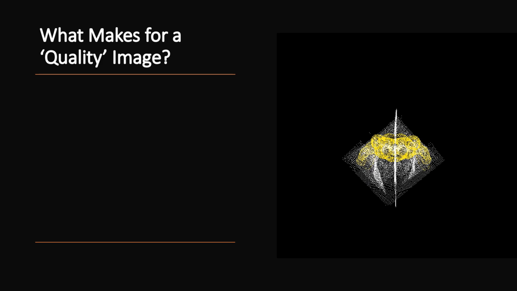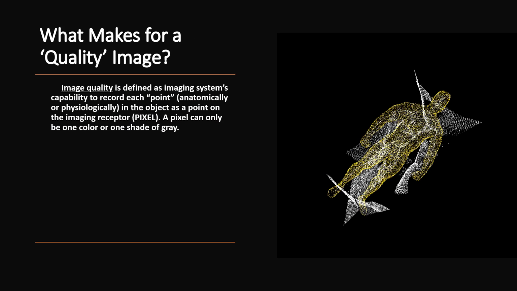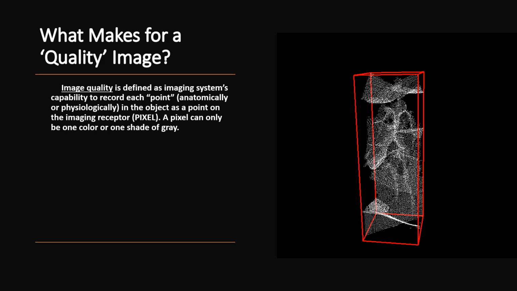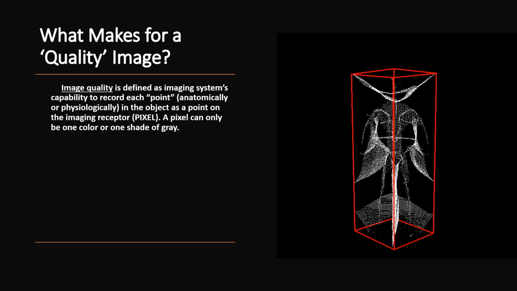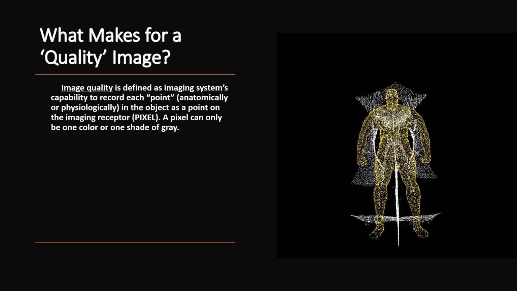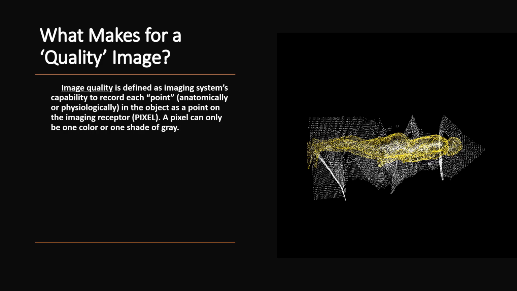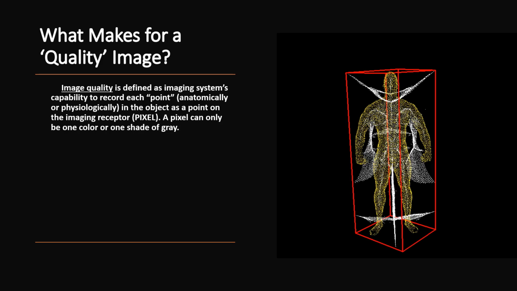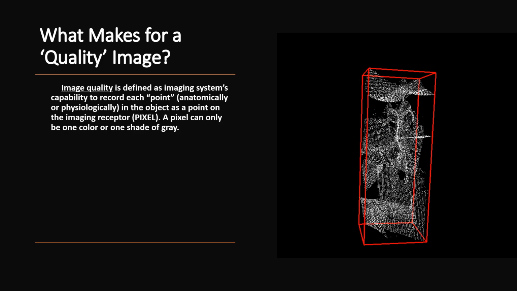What makes for a quality image? Image quality is defined as the imaging system's capability to record each point anatomically or physiologically in the object as a point on the image receptor, or the pixel. Remember, a pixel can only be one color or one shade of gray, so it is the basis for everything.